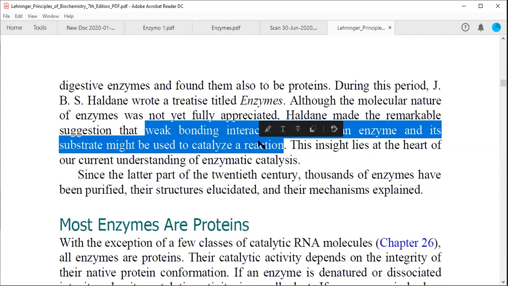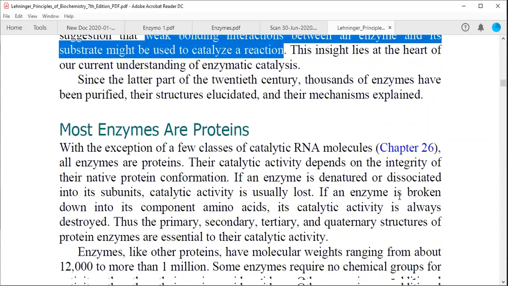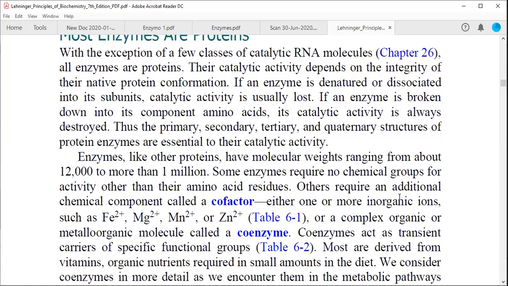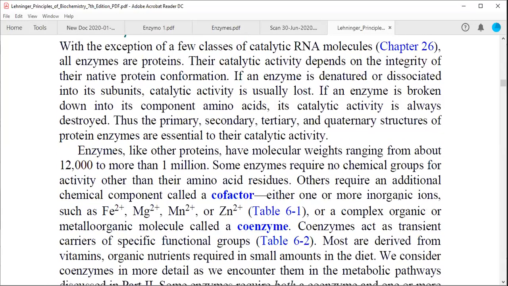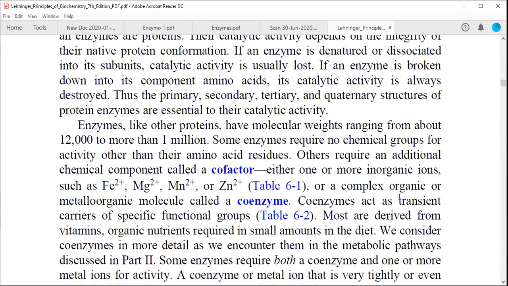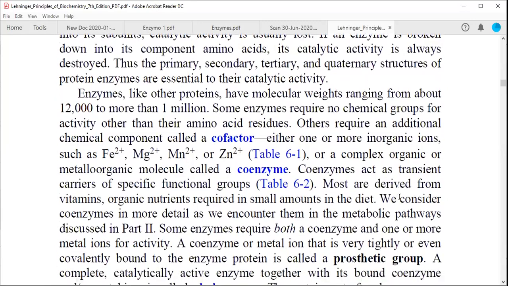He noticed that certain weak interactions, or non-covalent interactions, are happening between the enzyme and the substrate. And today, this insight lies at the heart of our current understanding of enzyme catalysis. Today we know this is happening, but at that time this was a big statement. Now we know mostly they are proteins, and there are only certain RNA molecules. Besides this, we should understand certain other concepts.